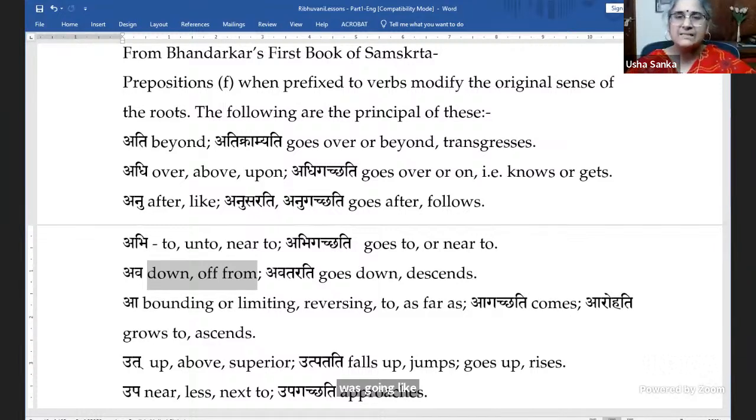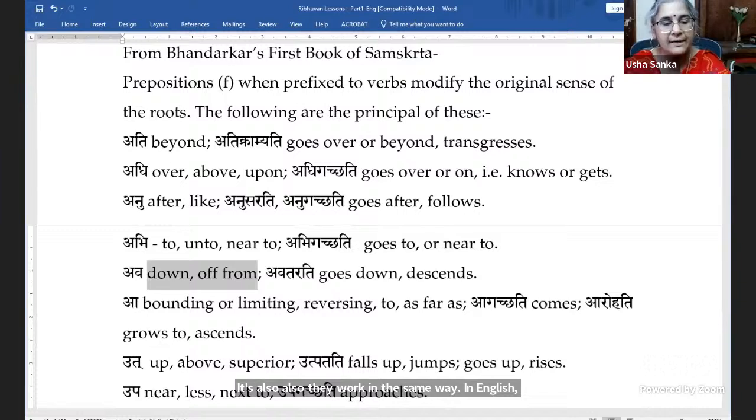So in Samskrita also they work in the same way. In English, the language comes to us since childhood naturally, and we don't much think about it. But when it comes to Sanskrit, we understand these things more systematically. They are more seriously worked out things.